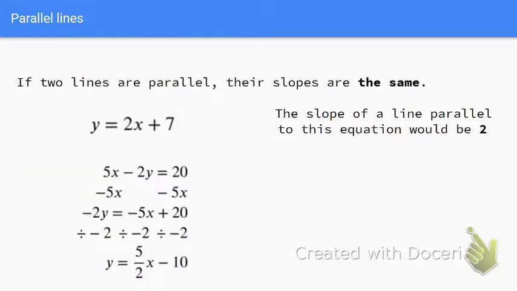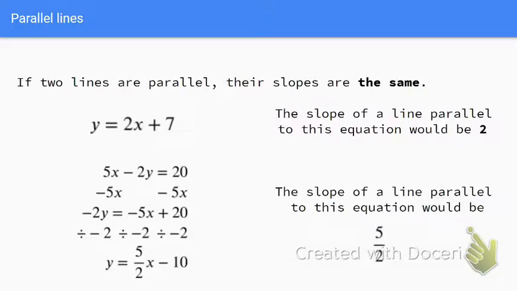Next. The slope of that line would be 5/2. Same slope.